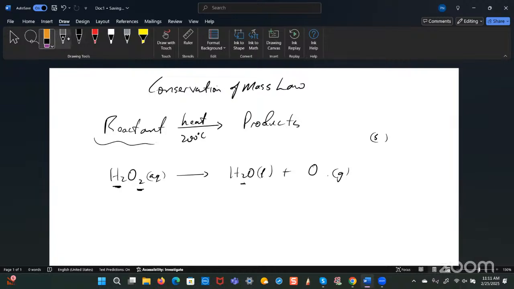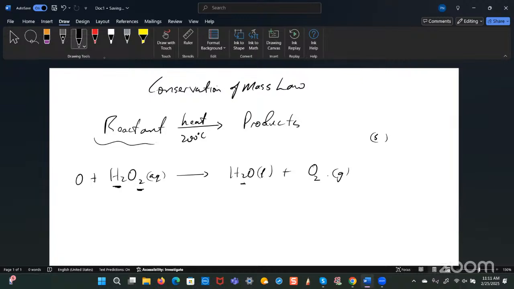So let me put back the 2 here. Right, so you cannot change any subscripts. Another thing that you cannot do is simply add an atom to one side or the other. You might be tempted to just add an oxygen here to balance the oxygens on both sides. Again, that is incorrect. Cannot do that, right?